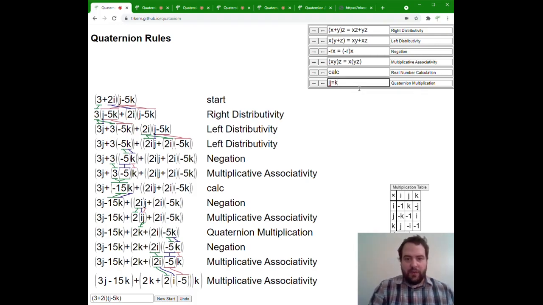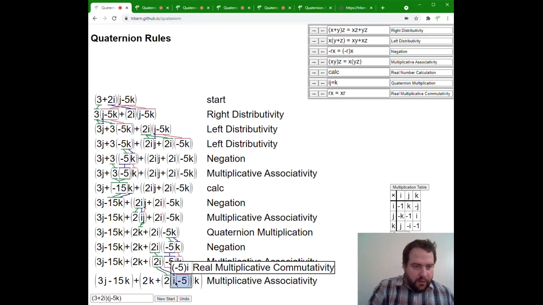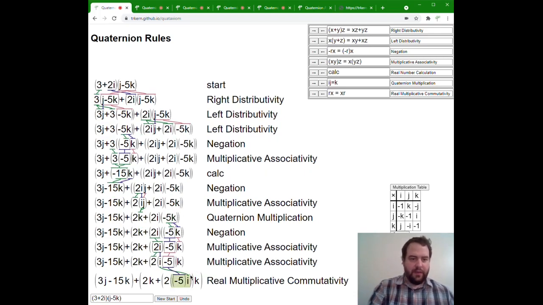And there's actually a very useful fact. Multiplication of quaternions isn't commutative, but if we're multiplying a real number by a quaternion, that is going to be commutative. So we have the rule that rx equals xr. Again, remember that r is a special variable that only represents real numbers. And this is going to be real multiplicative commutativity. So we're going to turn this i times negative 5 into negative 5 times i, and then we have to reassociate our formula to get the 2 and the minus 5 next to each other so that they can be multiplied by each other.